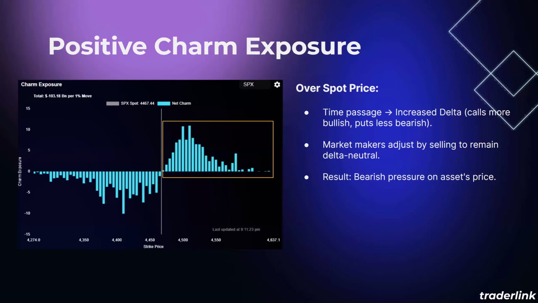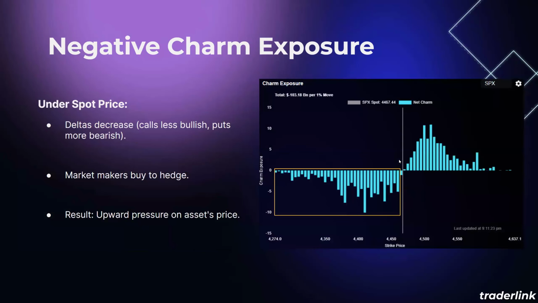Again, another bear scenario. But now getting into negative charm exposure under spot price. With negative charm exposure below the spot price, the deltas of these options start to decrease. The deltas for calls become less positive, and for puts, it becomes more negative. Now, to hedge, they would need to buy the underlying asset because you need to think of it like a seesaw, right? They're trying to balance the seesaw continuously.